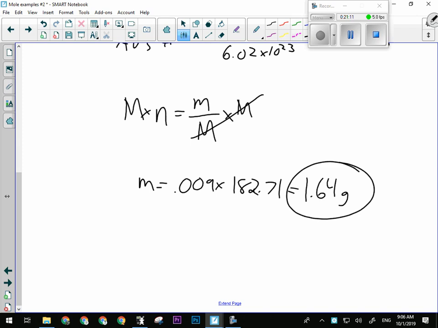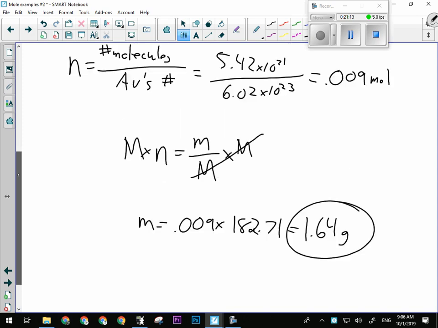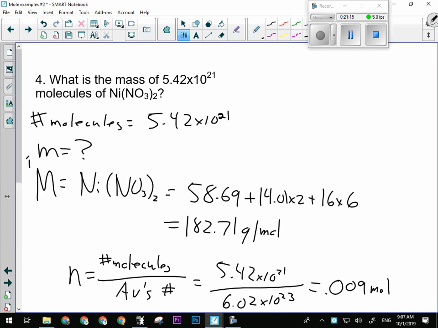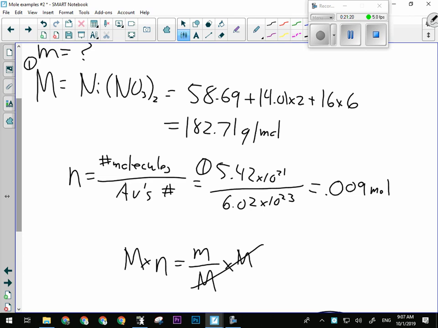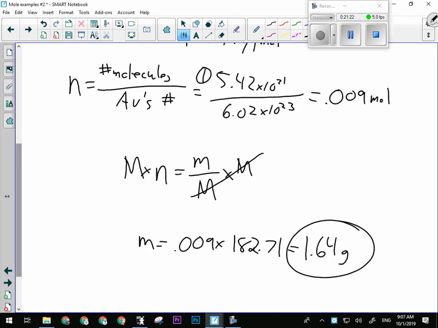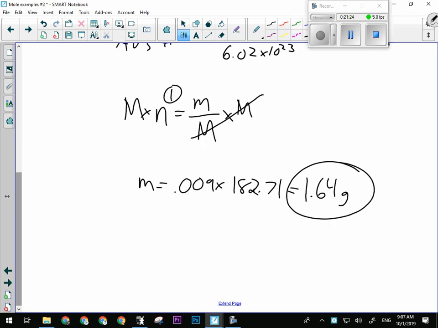Okay, so this would be a 5 mark question. Right, again, you get 1 for your givens. Okay, you would get 1 for calculating the number of moles. You would get 1 for manipulation of the formula. You would get 1 for your final math and 1 for your final answer.